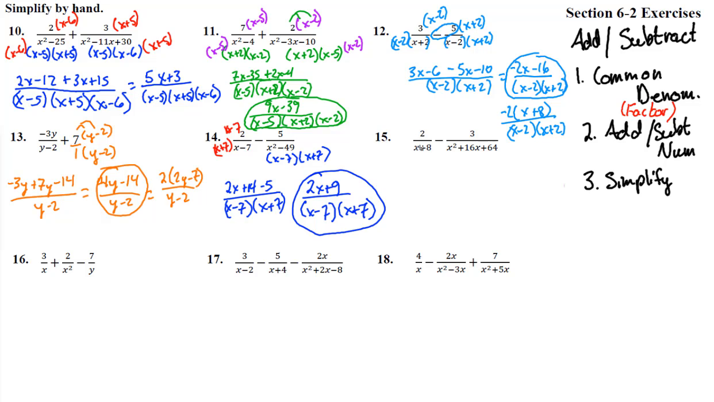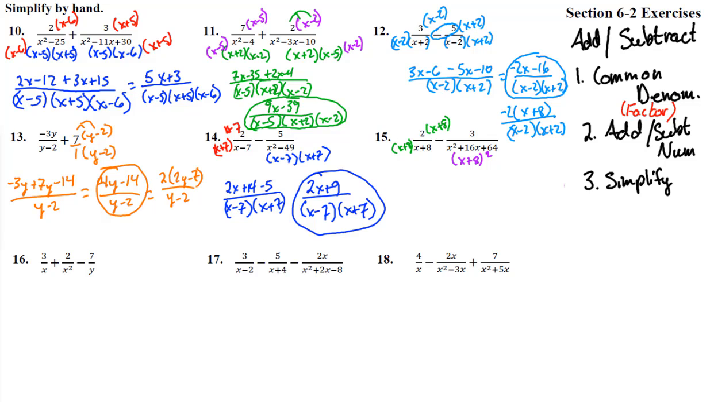2 over x plus 8, that one's already factored. Minus 3, remember the negative will go with that 3 even though they're quite a ways away. And then this is x plus 8, x plus 8. So this is x plus 8 squared. That means it's x plus 8 times x plus 8. So that means we would have to multiply this by x plus 8. Now we get 2 of them, so x plus 8 here.